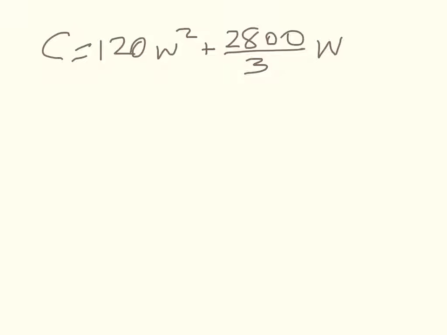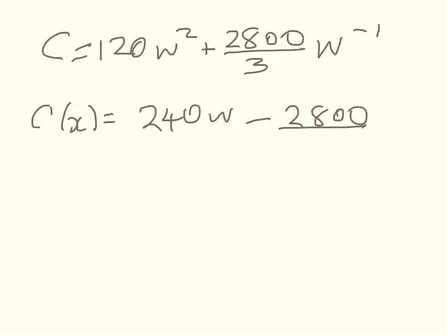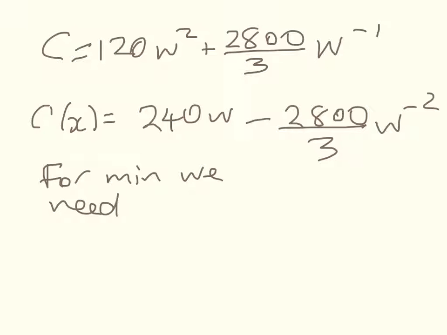Right, so C is 120W squared plus 2800 over 3W to the power of negative 1. So C dash of x will be 240W minus 2800 over 3W to the minus 2. So for a minimum, we need the first derivative to be equal to 0.